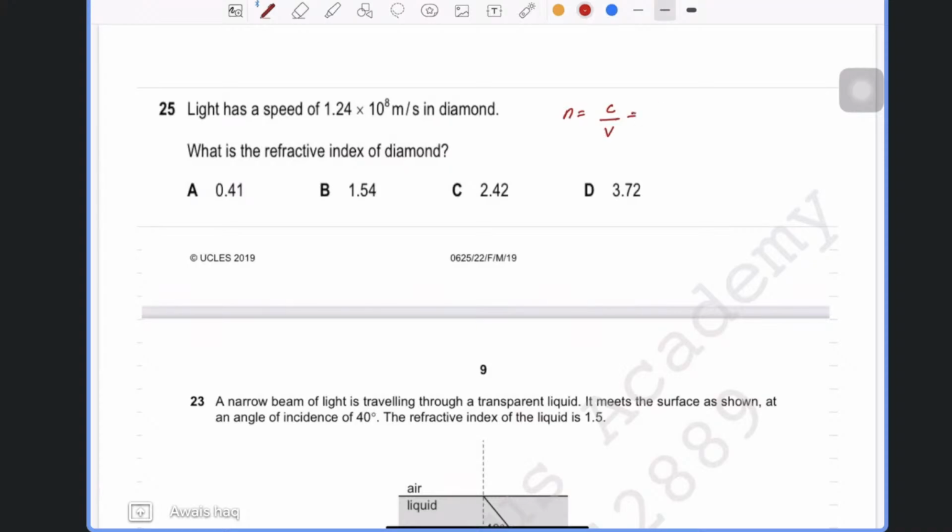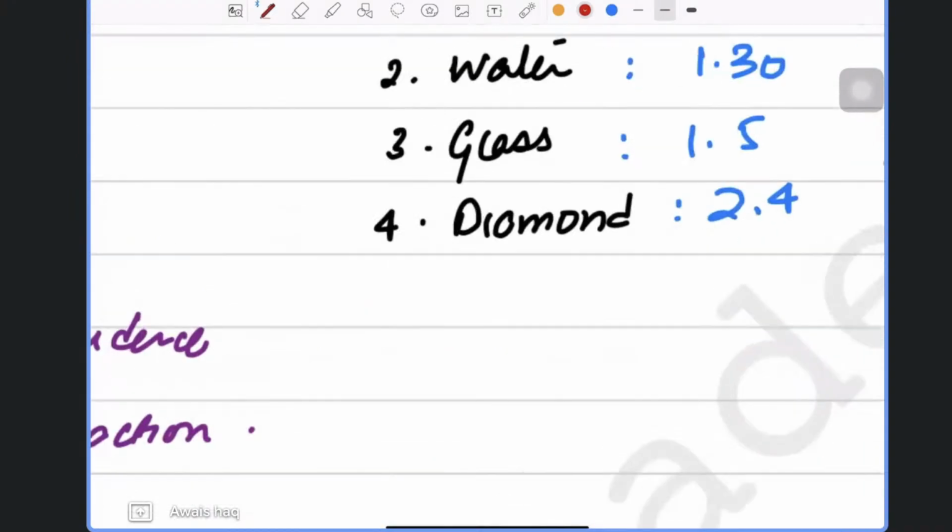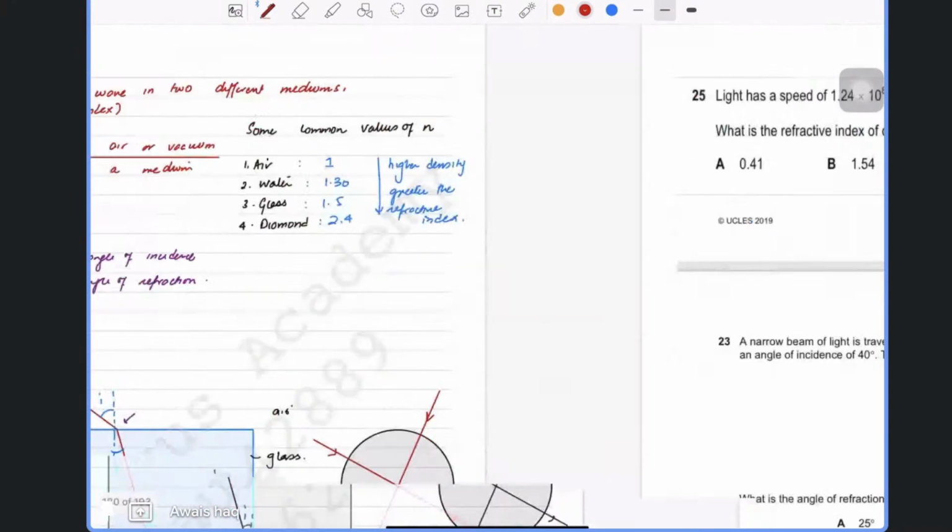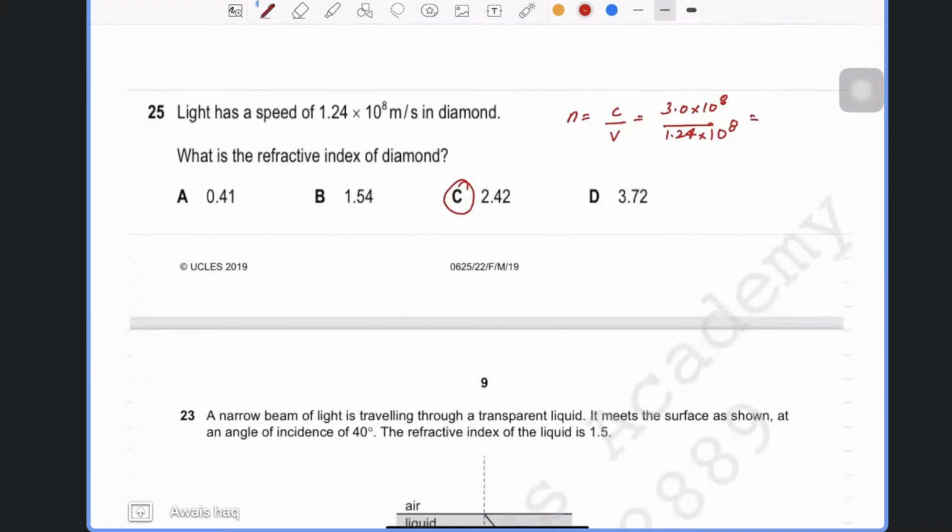So speed of light in air is 3.0 times 10 raised to power 8, and diamond is 1.24 times 10 raised to power 8. Can you guys help me find this? It should be 2.42. Yes, sir. Yeah, I know this because I have learned this, all right? But you don't need to learn this. You can obviously use the formula to do that. All right. Is it clear, everyone? Should I go forward now?